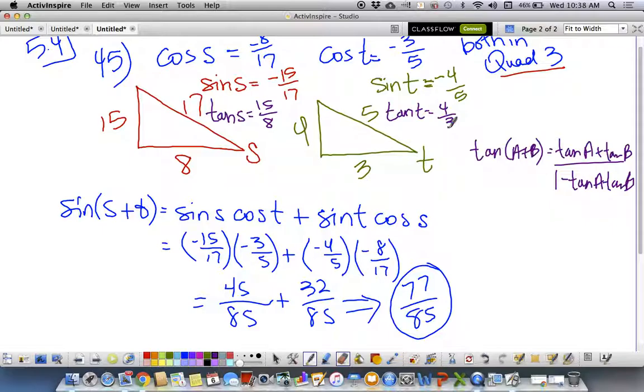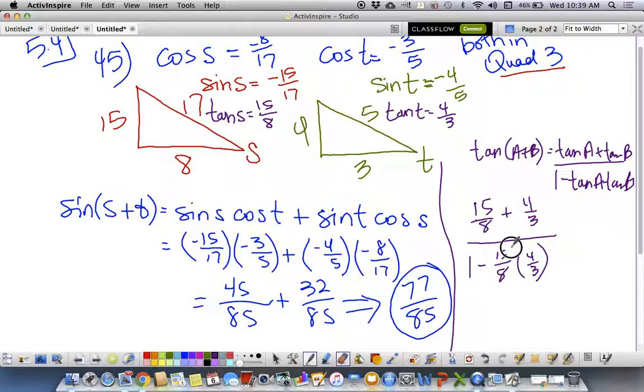Okay, so when we're doing tangent, I simply need 15/8 plus 4/3 divided by 1 minus 15/8 times 4/3. Common denominator. Then the math starts. I do not want decimals. You need to know how to add fractions with common denominators. 24. So what over 24?